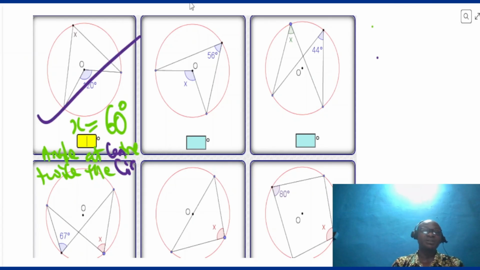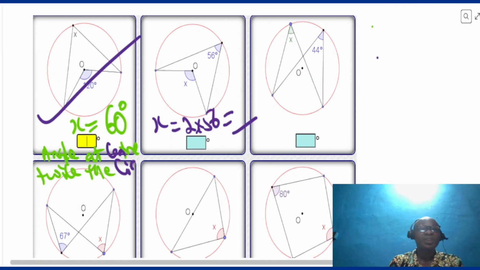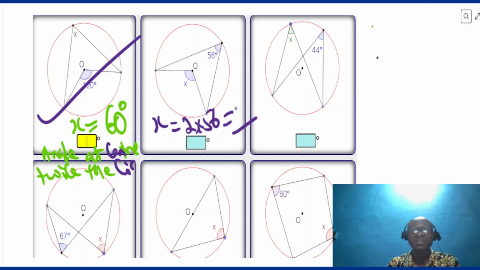So this one is correct. Second one, 112 degrees, as simple as that. X is equal to 2 multiplied by 56. 2 into 6 is 12, 2 into 5 is 10 plus 1 is 11. That is 112 degrees. Anywhere you go, once you key in this 112, your answer comes out, or the system checks it correct for you.